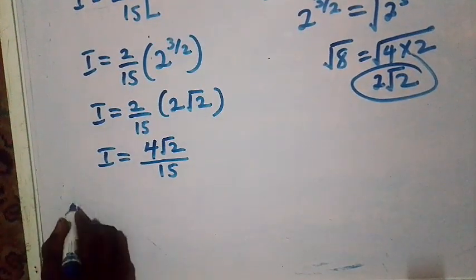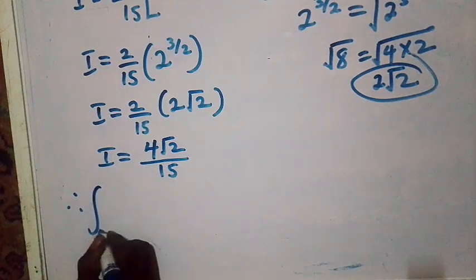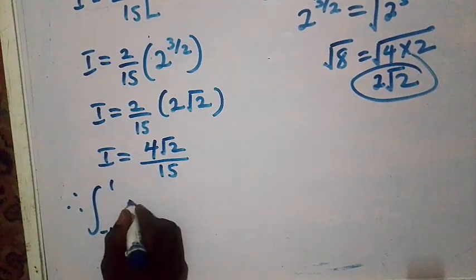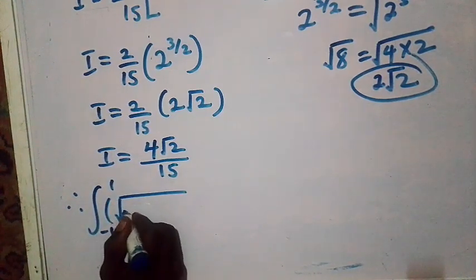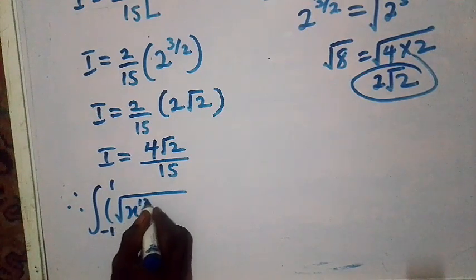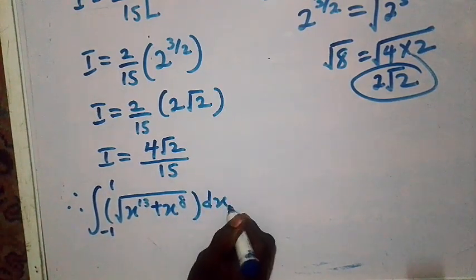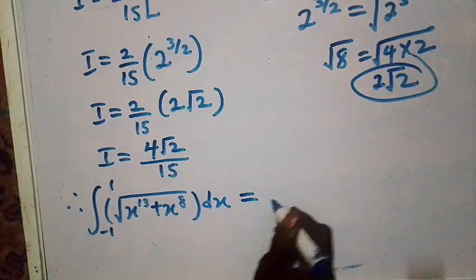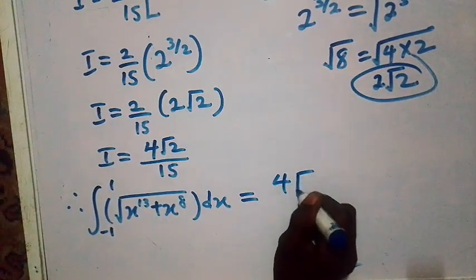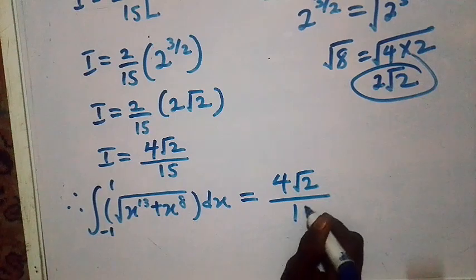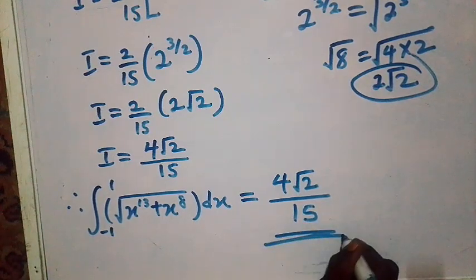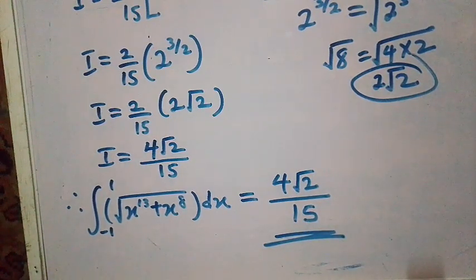Therefore, the integral from minus 1 to 1 of the square root of x raised to power 13 plus x raised to power 8 dx will be equal to 4 root 2 over 15, and this will be our final answer.